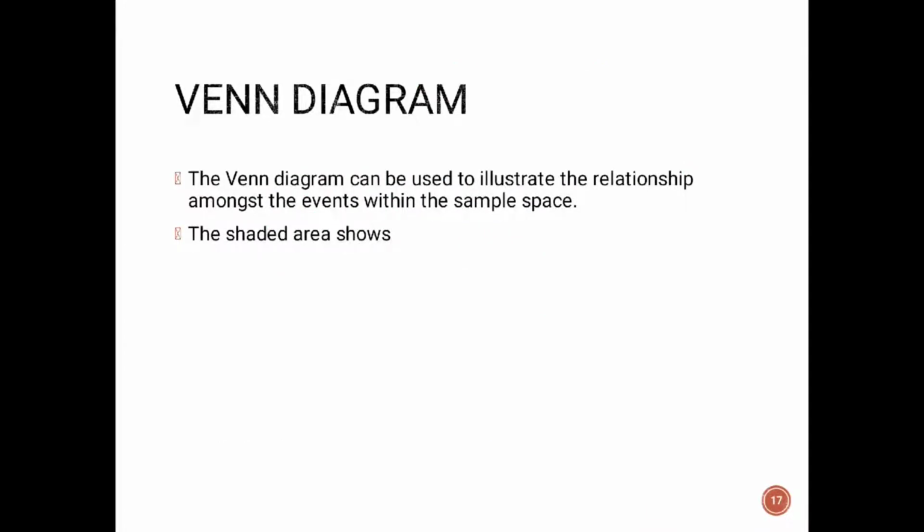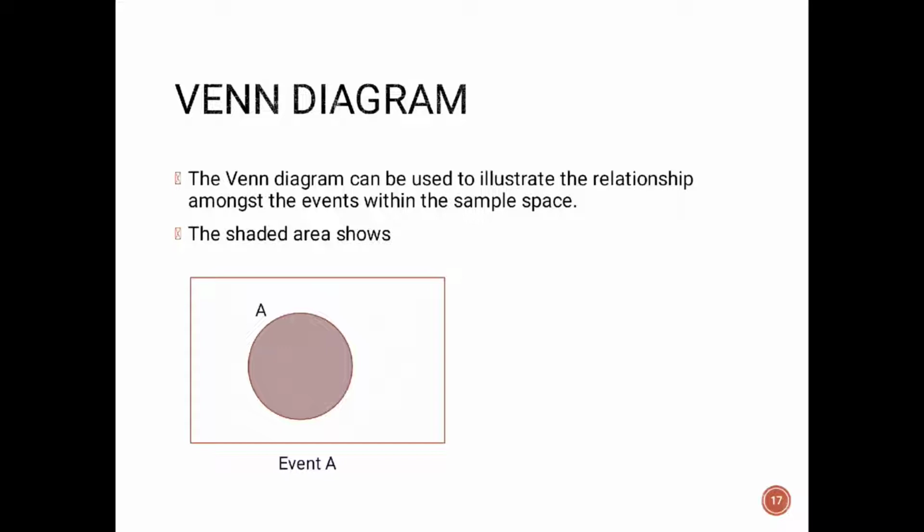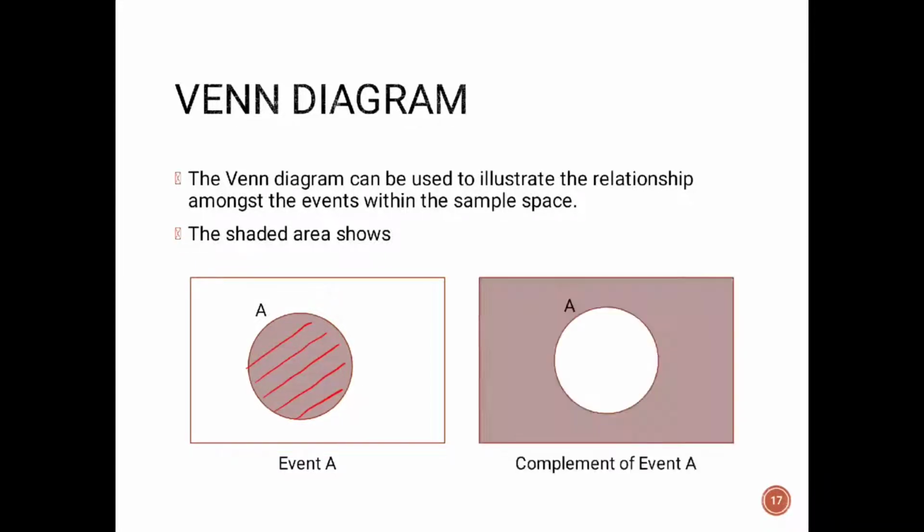Okay, now let's look at what a Venn diagram is. The Venn diagram can be used to illustrate the relationship among the events within the sample space. The shaded area shows event A. Then we have the complement of event A, so this is the shaded area for the complement.